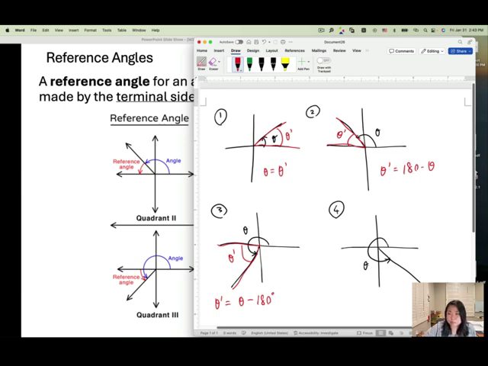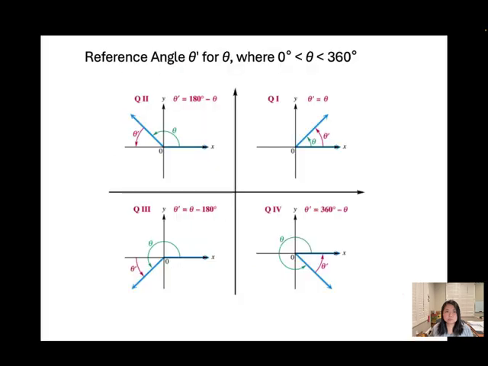Last case, when my theta is in quadrant 4, the reference angle will be formed by the terminal side and the x-axis. So my reference angle will be equal to 360 minus theta. This applies when your theta is between 0 and 360 degrees. I just showed you how to find the reference angle in these 4 cases.